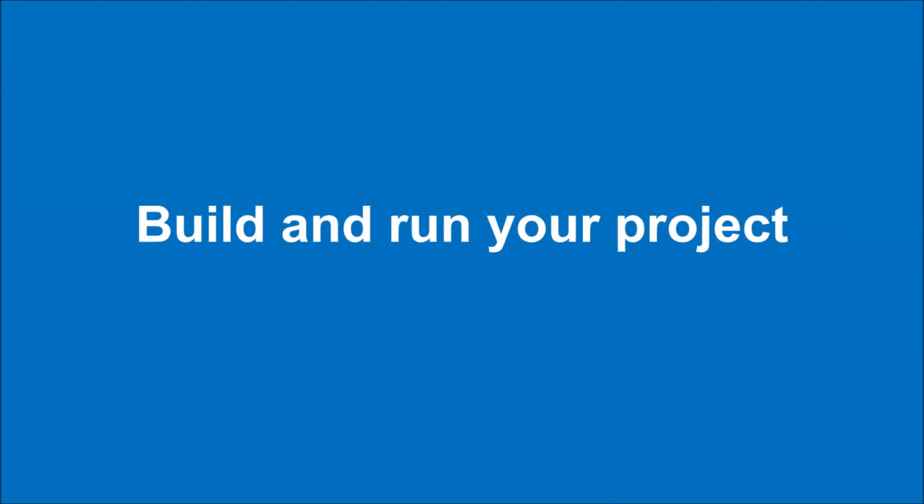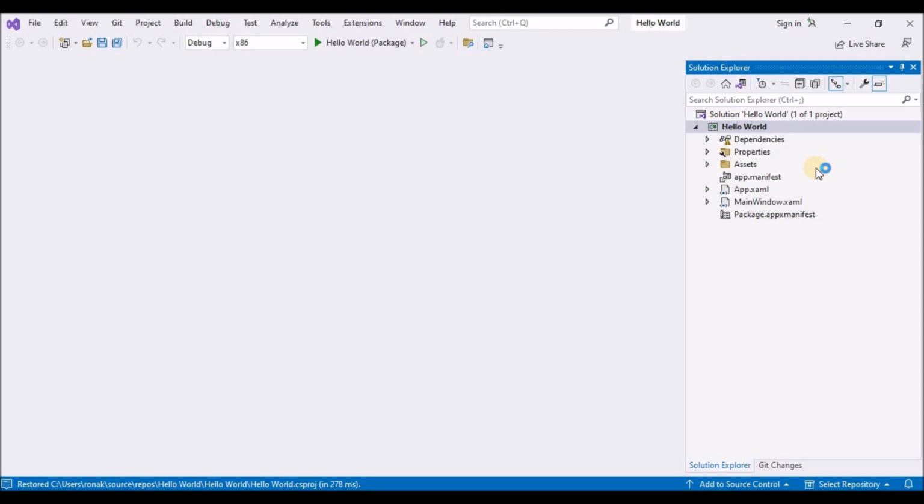Build and run your project. Click the Start button to build and run your project. Visual Studio may prompt you to enable developer mode for Windows. With developer mode enabled, your Hello World project should build and run. I have already enabled it, so I did not get that prompt, but if you do, please enable it in the settings for developers.